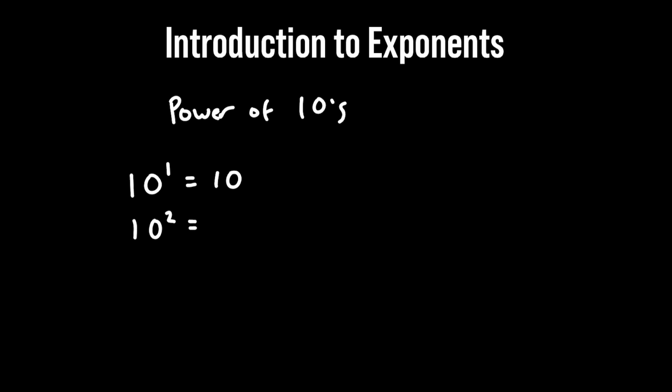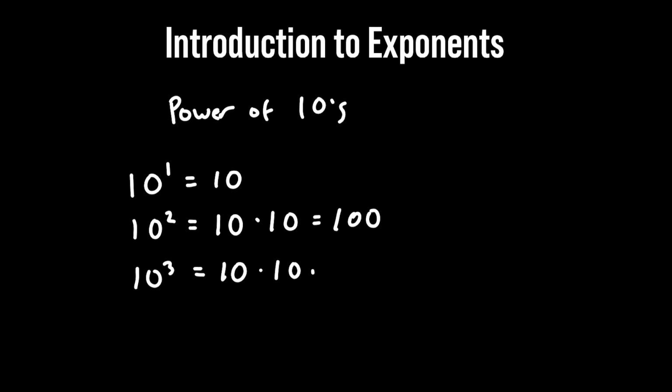Now there's one last trick that has to do with the power of 10. So 10 to the first power is 10. It's just 10 once. 10 to the second power is 10 times 10, which is 100. 10 to the third power is equal to 10 times 10 times 10, which is equal to 1,000, as I said earlier. Do you notice a pattern?